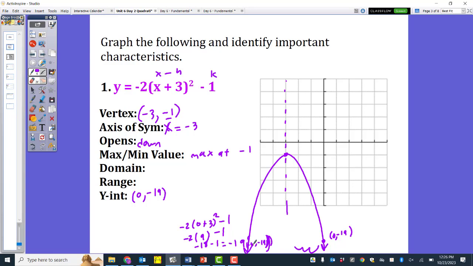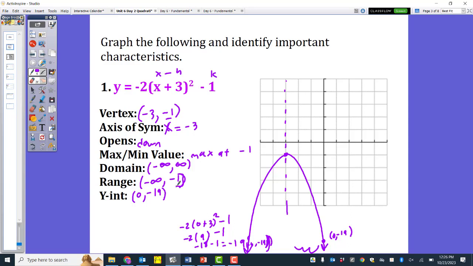So there's our parabola. And then our domain and range are normal as always. So domain is going to be negative infinity to infinity. Range is negative infinity up to negative 1. And then a bracket, not a parentheses.